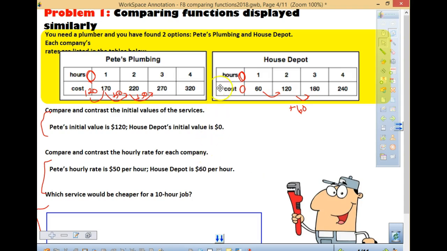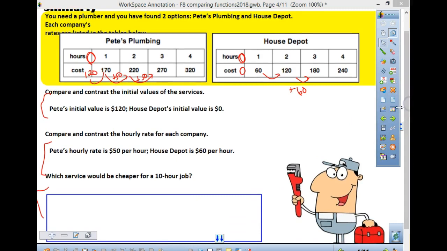So if you didn't add the zeros at the top and you didn't have the plus 60, please write that in and the plus 50. And now it says, okay, if we are looking at these, I can definitely see, like, for 1 hour, I'd choose House Depot, right? 2, 3 hours, if it's the same plumbing job, much cheaper to go that way.